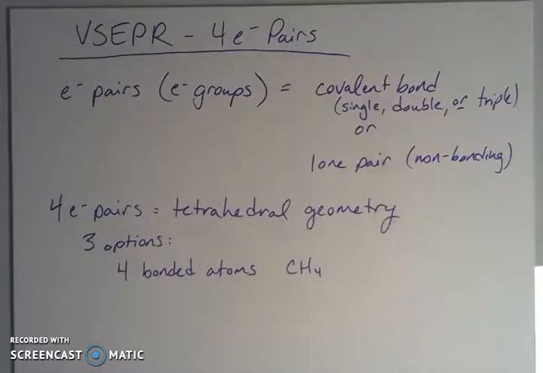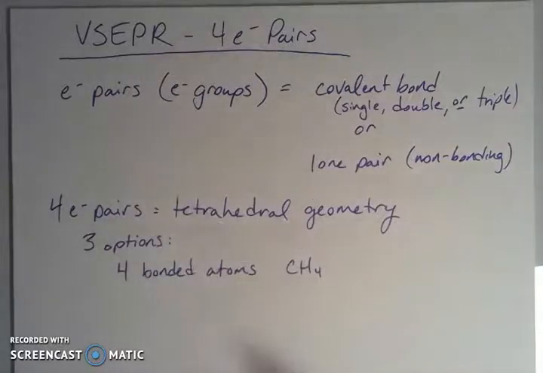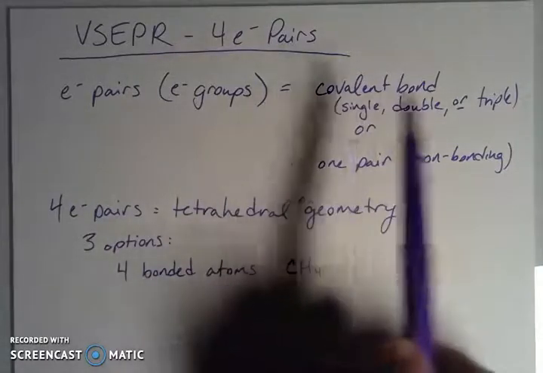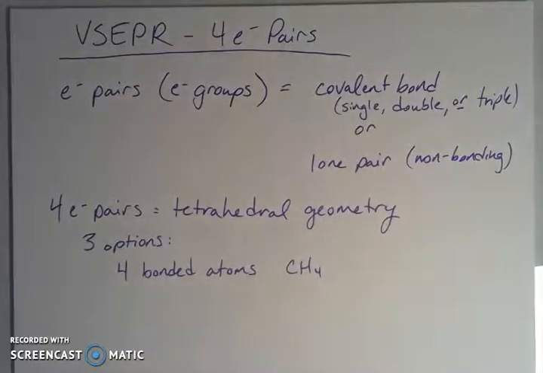So when I'm making the distinction between the two, all of these count as electron pairs for the total number. But I like to make the distinction between bonded atoms and lone pairs. And I use bonded atoms instead of covalent bonds because the covalent bond can be single, double, or triple. So then you don't have to think about how many electrons there are. It's really just about how many bonded atoms there are.